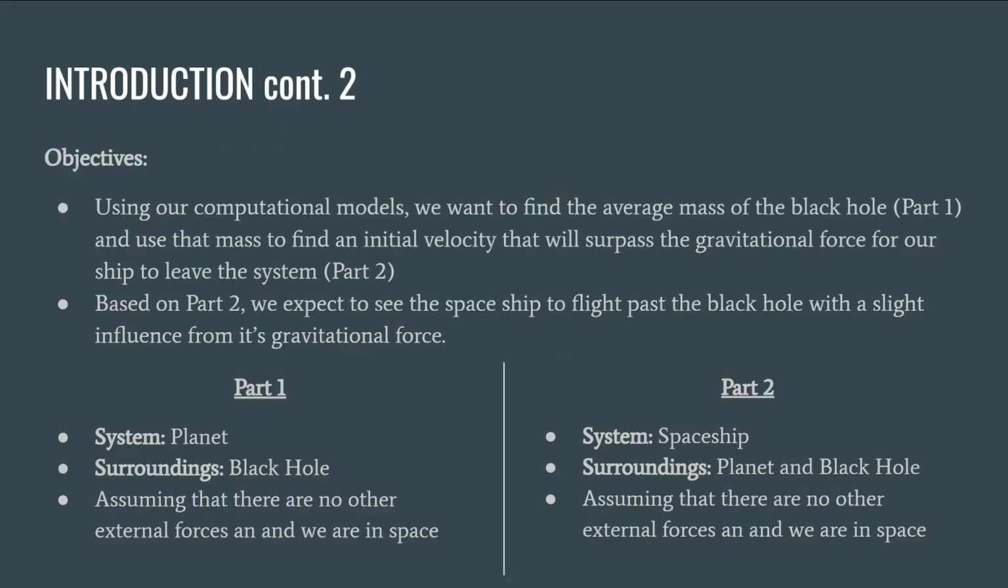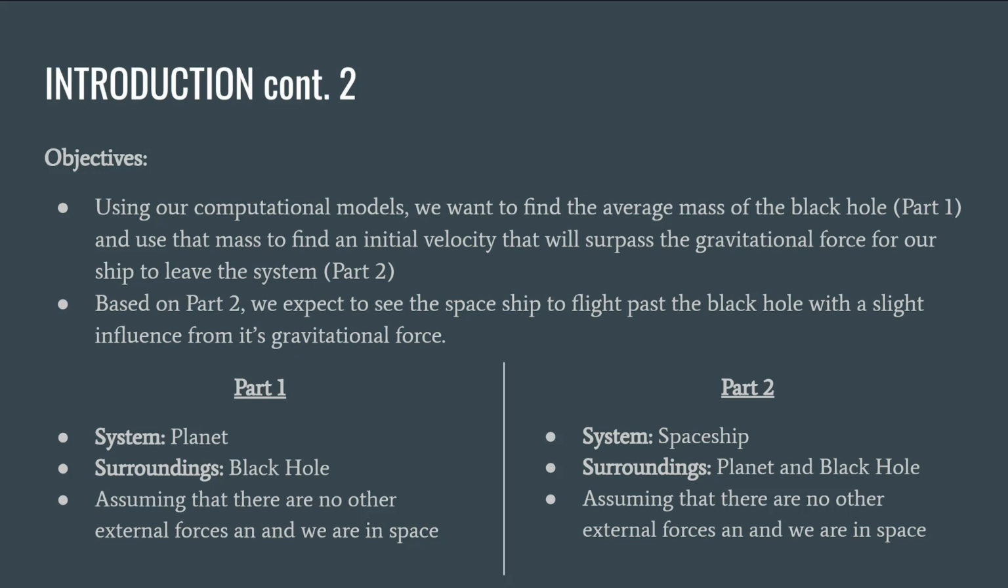The objective of this experiment is to find the mass of the black hole and calculate the initial velocity of the ship to overcome the gravitational force exerted by the black hole so the spaceship can leave the orbit of this entire system. We can expect that as we move closer towards the black hole, the ship's momentum will change due to the influence of gravity.